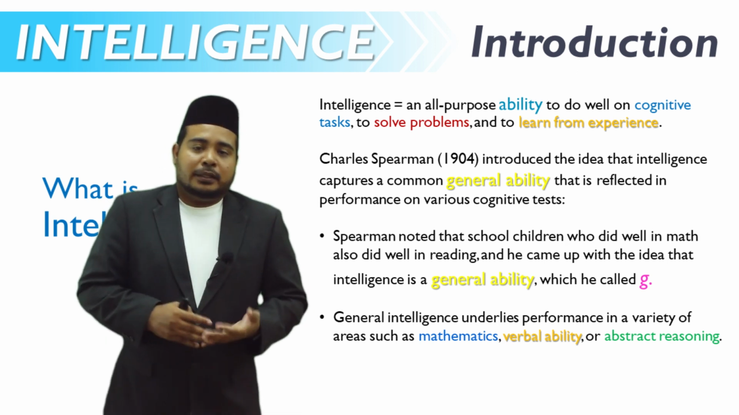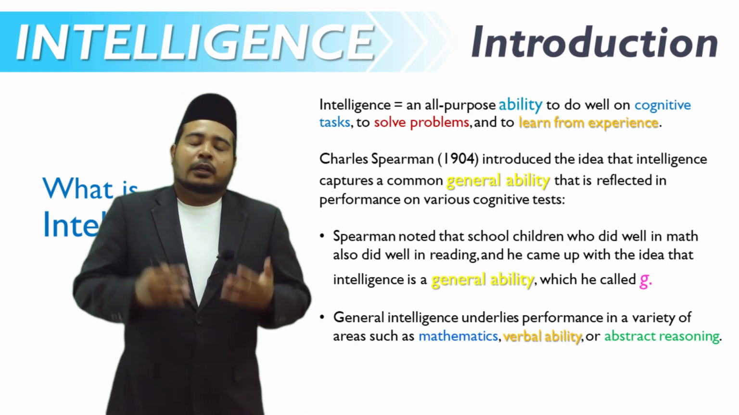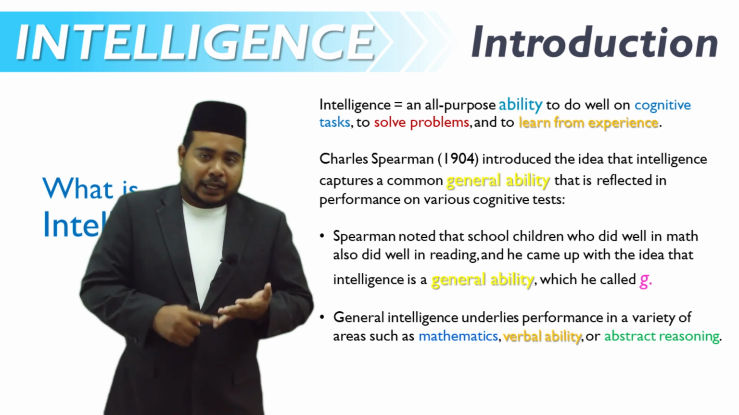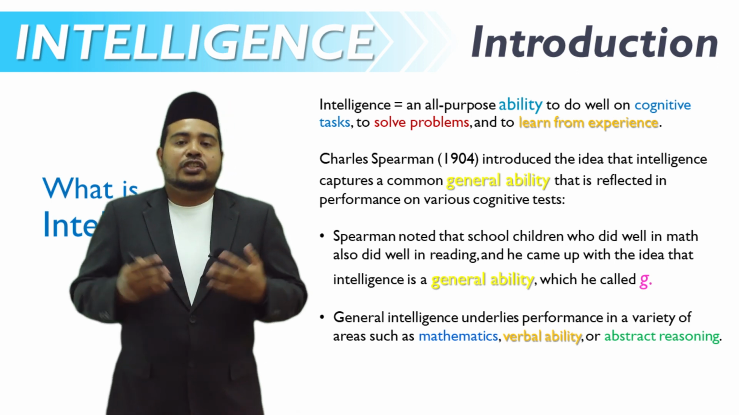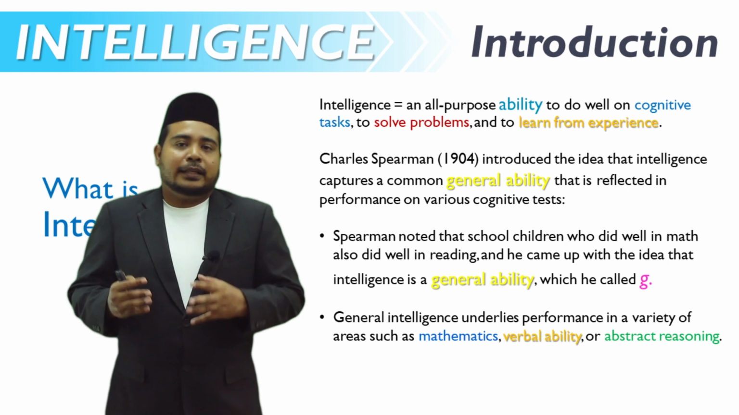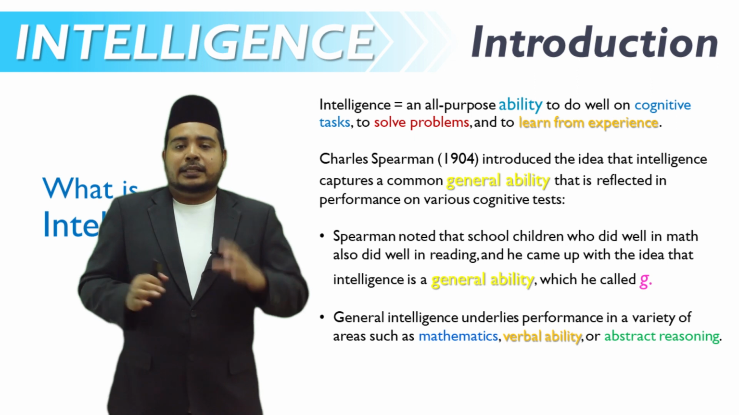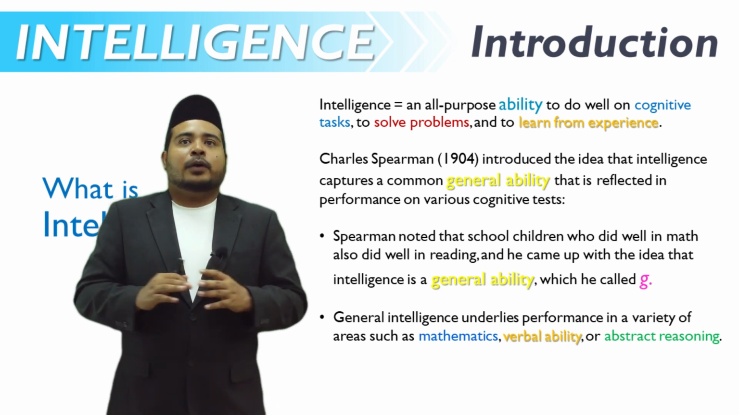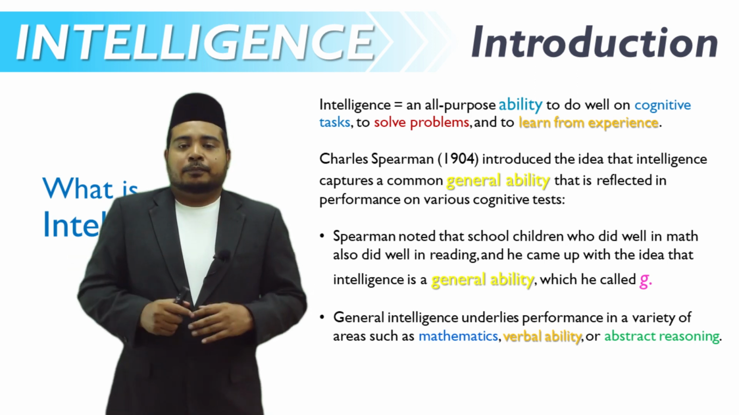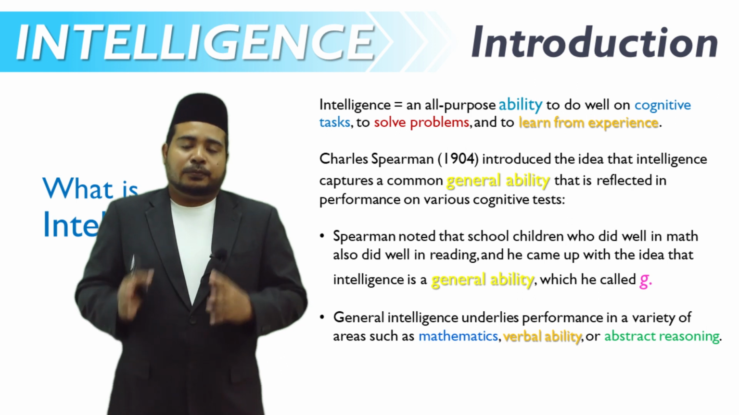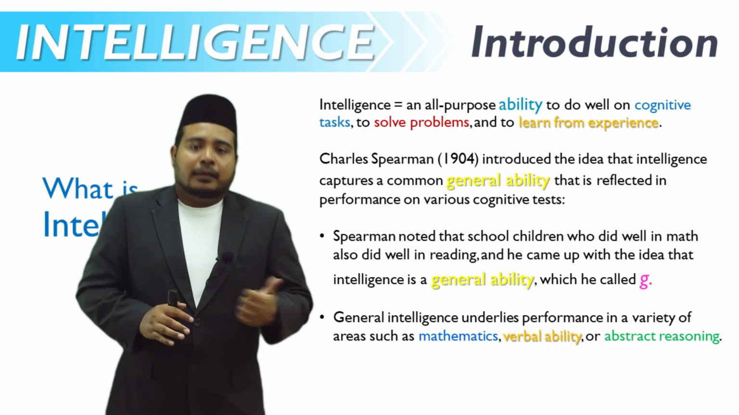Spearman noted that school children who did well in math also did well in reading tasks. He came up with the idea that intelligence is a general ability, which he referred to as g. So our intelligence, according to Spearman, is having this general ability to do well in most other tasks. General intelligence underlies performance in a variety of areas, such as math, verbal ability, or even abstract reasoning.